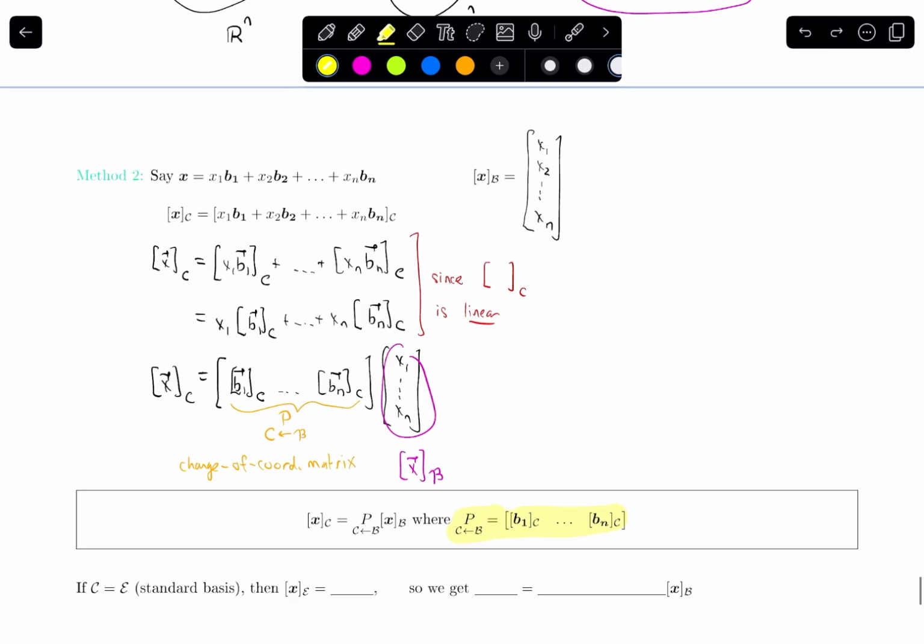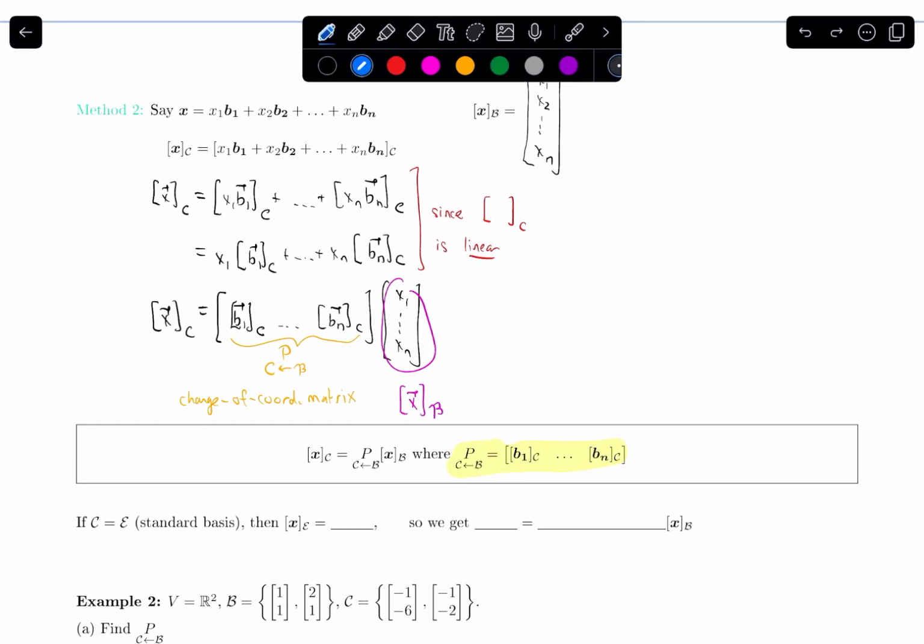So as a special case of using this change of coordinates matrix, what if this basis C was just the standard basis? Well, if I'm just using the standard basis, then the coordinate vector of x in terms of the standard basis, well, that's just x. That's just a normal representation of x. So if I write this equation in the special case where C is the standard basis, we just said the left-hand side will become x.